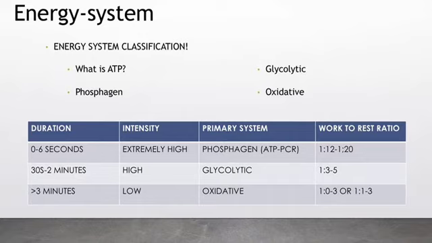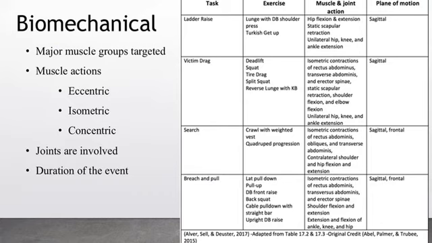Your body doesn't have the capabilities to stay in that energy system without oxygen. So if you do try to stay at an extremely high intensity, your body's going to bring you down to a lower intensity because it's just not going to be able to meet the demands that you're trying to put on it. We are back with our question 2, biomechanical analysis.